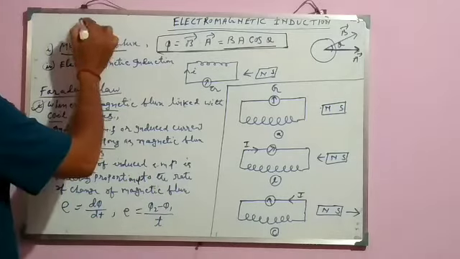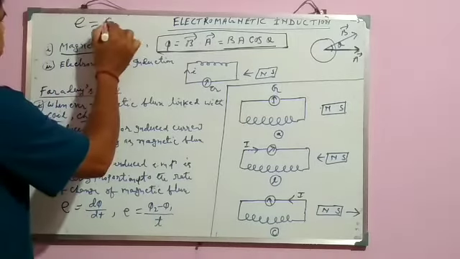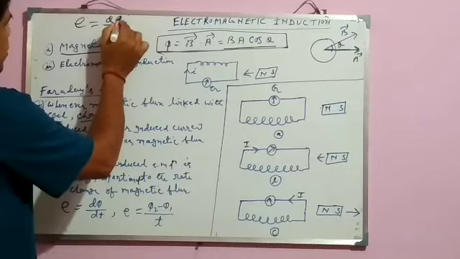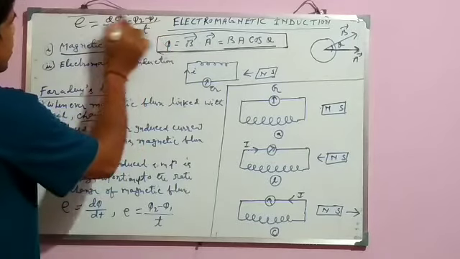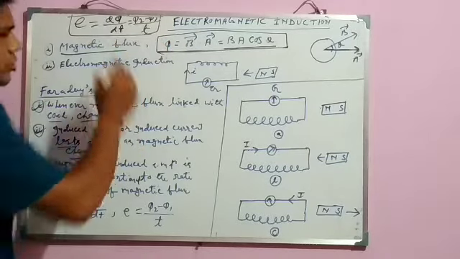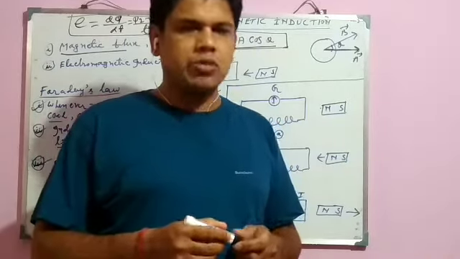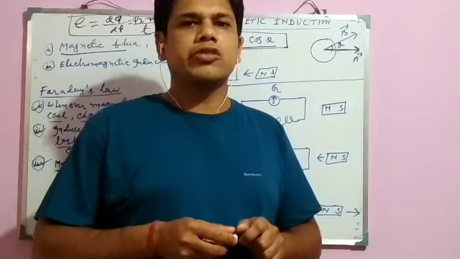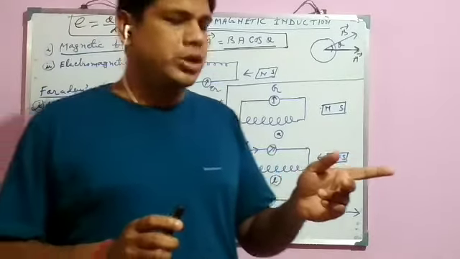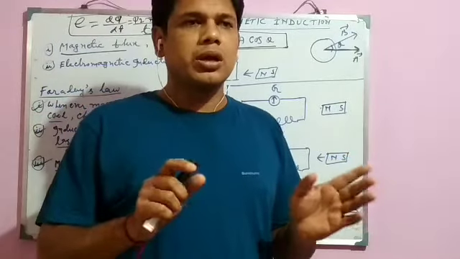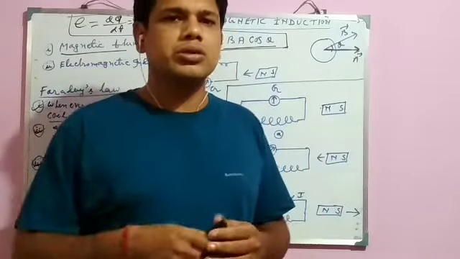Induced EMF is generally denoted by small e. So according to the third law, e equals d phi by dt, or you can write (phi 2 minus phi 1) by t. So induced EMF is directly proportional to the rate of change of magnetic flux. This is the magnitude only, and the direction of the induced EMF or induced current is given by the scientist Lenz. That law is called Lenz's law. I will discuss it later on.